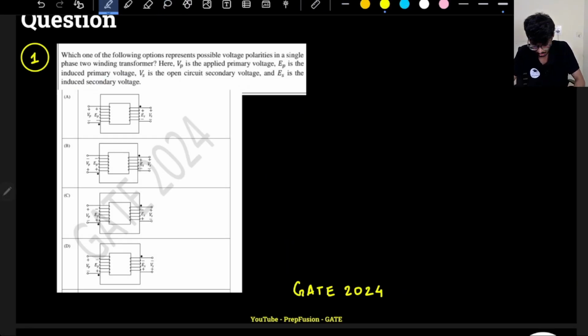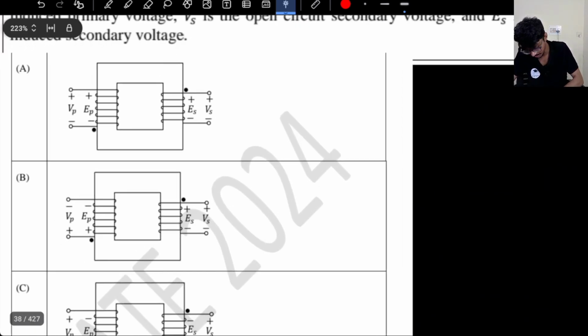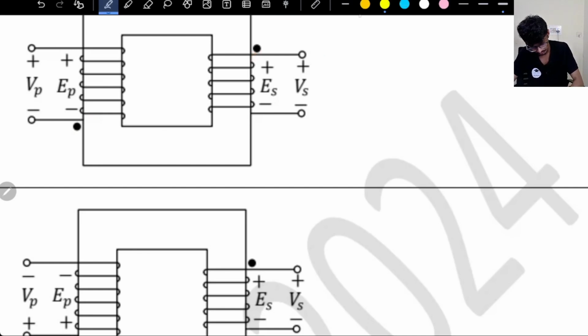So now they have told us, which of the following options represents possible voltage polarities in a single phase two winding transformer. Here Vp is the applied primary voltage, Ep is the induced voltage, Vs is the open circuit secondary voltage, and Es is the induced secondary voltage. Okay, and the dots are given. If you try to match, what was our shortcut? The shortcut was: if the dot is with the winding going inside the core, then here also the dot should be with the inside only. So this combination is not possible.